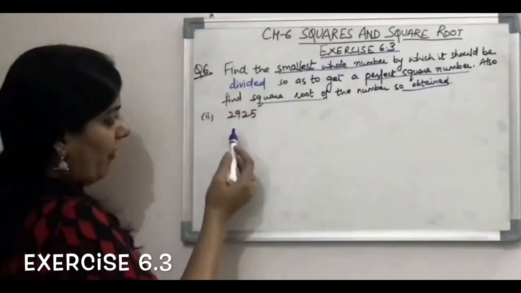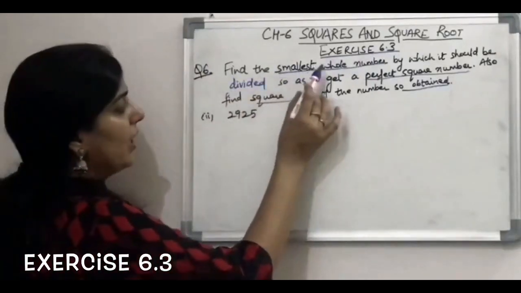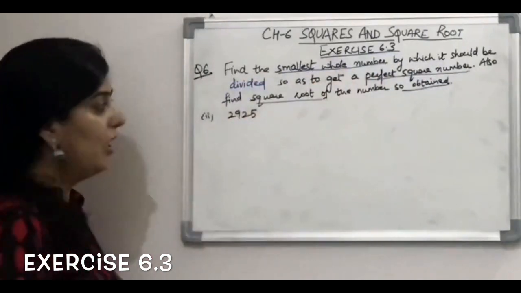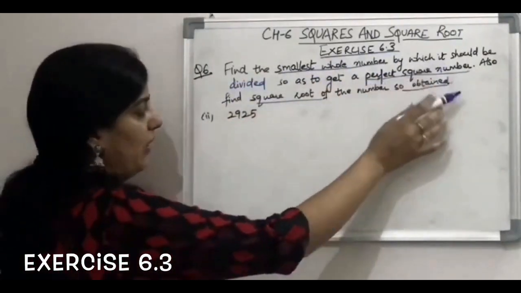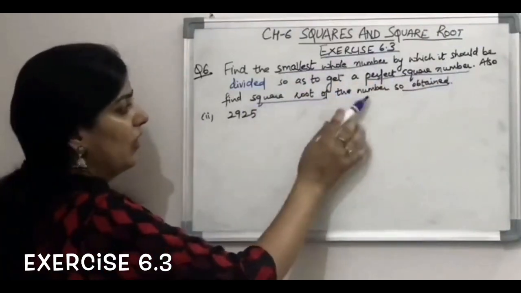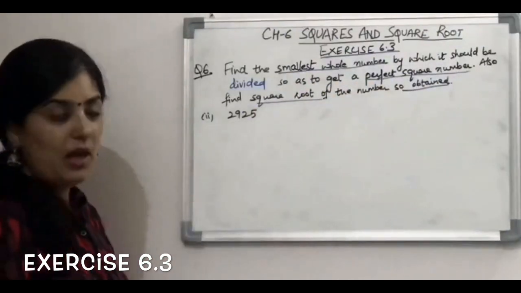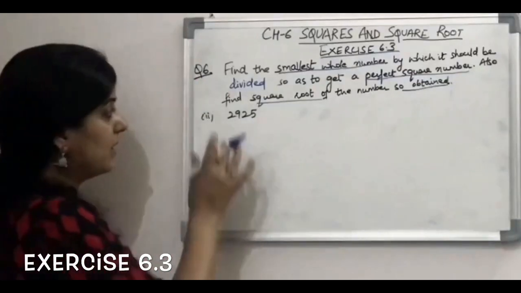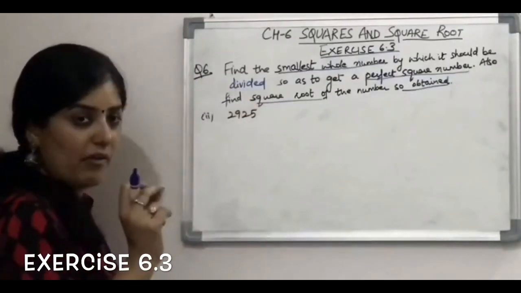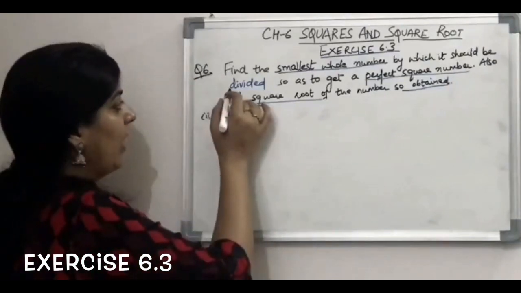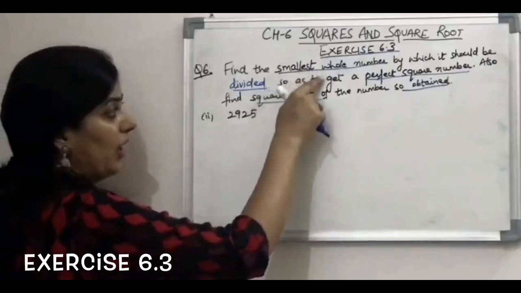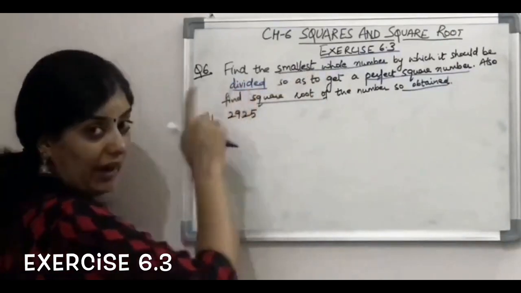For each of the following numbers, find the smallest whole number by which it should be divided so as to get a perfect square number. Also find the square root of the number so obtained. So what is the difference between question number 5 and question number 6? It is similar to question number 5 with the only difference that now we have to divide the number. We have to find the smallest whole number by which it should be divided.